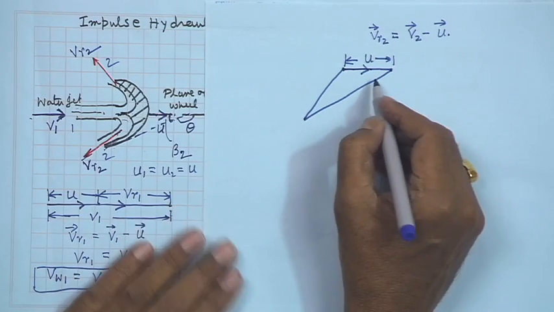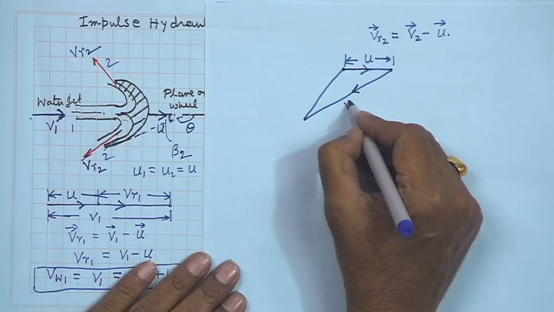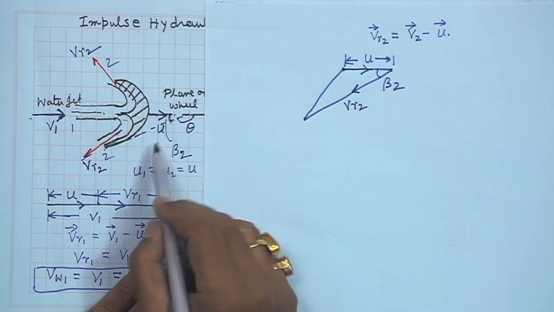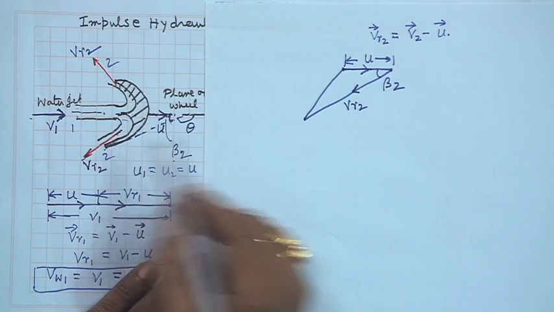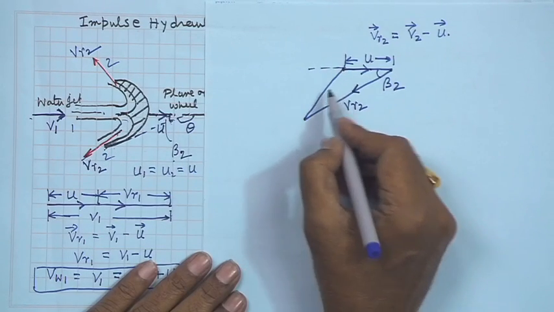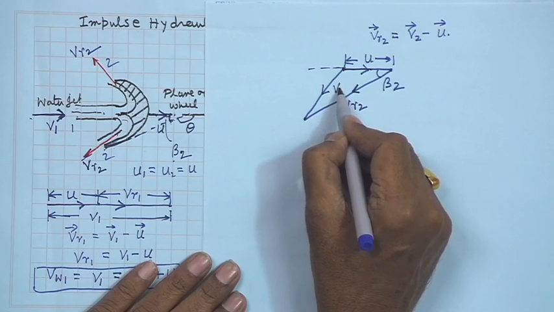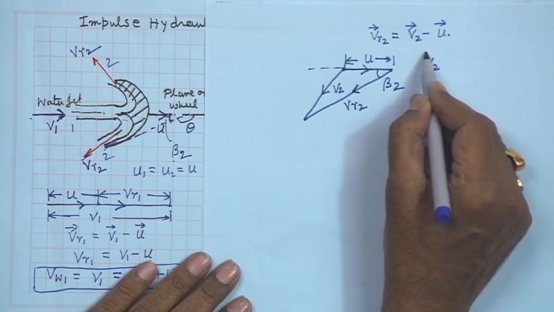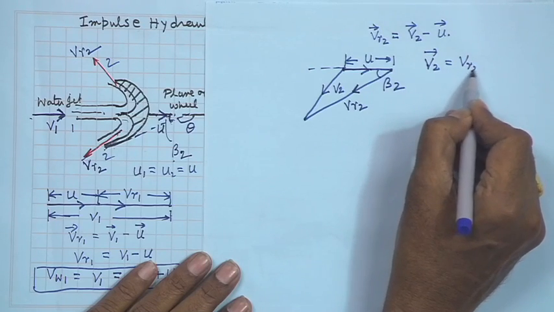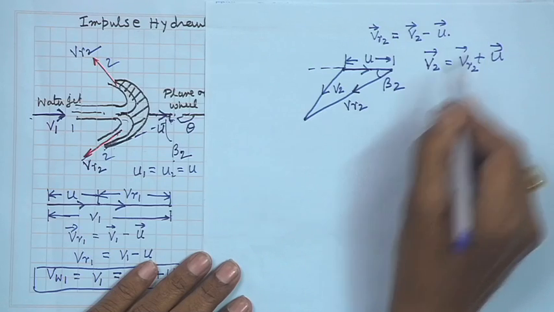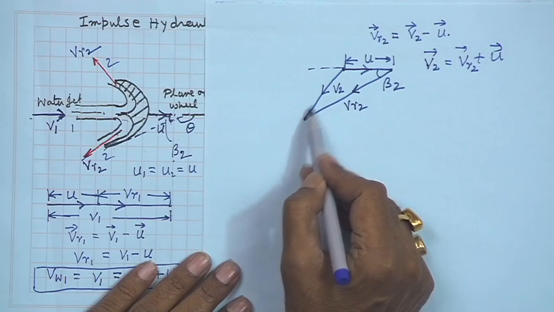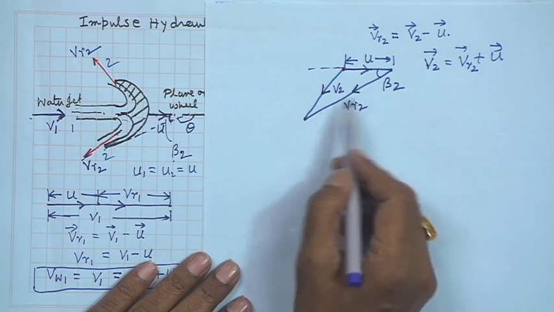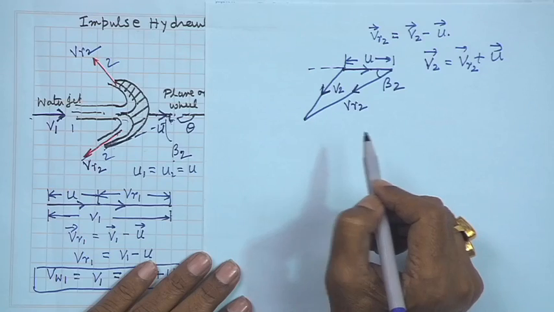Now, this is the direction of VR2 and this is beta 2. This angle is beta 2, that is the blade angle at the outlet, and this is therefore V2. And you see, this satisfies this equation. How? Because you can write V2 is equal to VR2 plus U. U plus VR2 makes this resultant velocity, which is the closing vector in the velocity triangle. So, this is the outlet velocity.